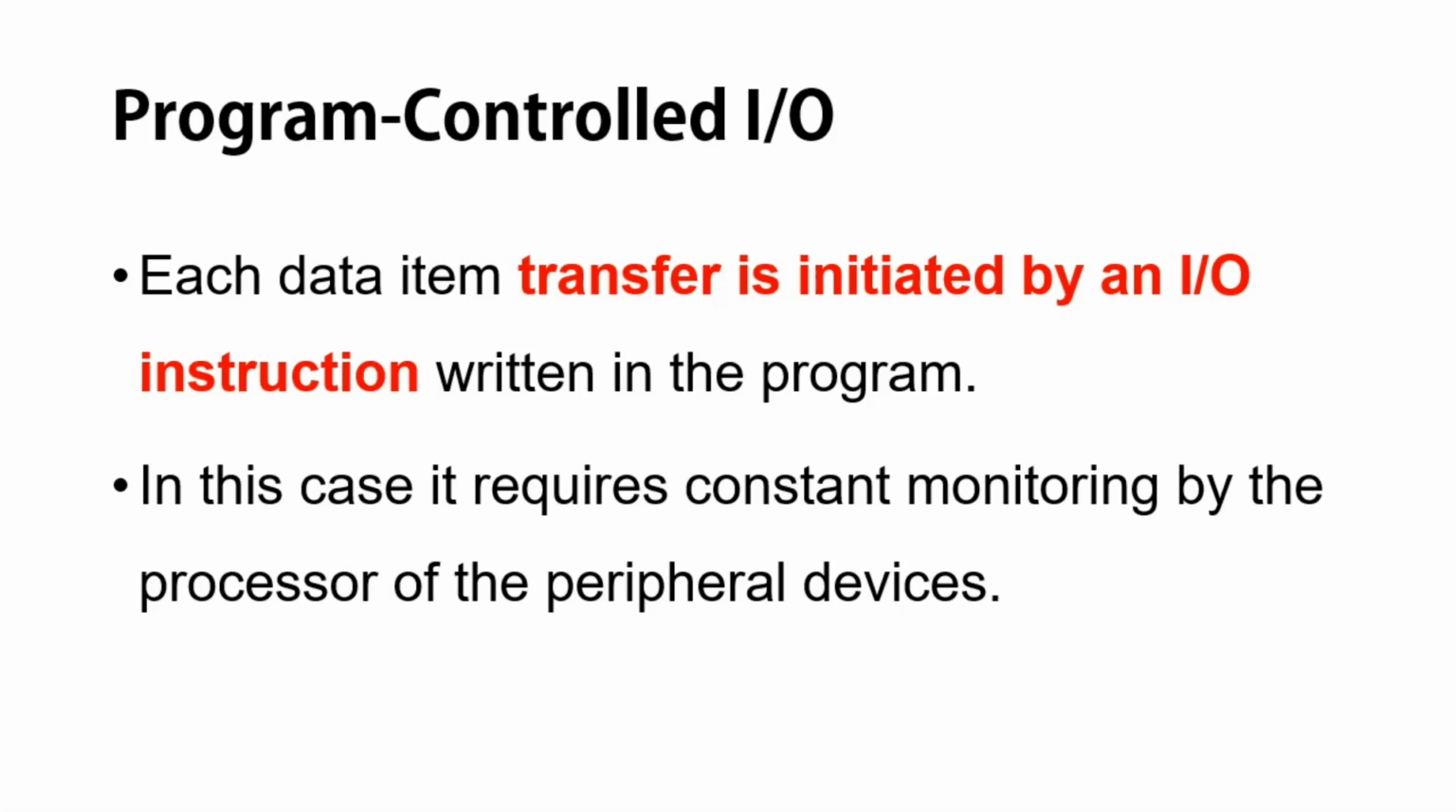Why is it called program controlled? Because if instructions are found in the program, then only processor makes input output operation when that instruction gets executed. It is called program control. In this mechanism, the processor has to wait for the input or output device till the data transfer gets completed. That means here processor must be involved in input output data transfer.